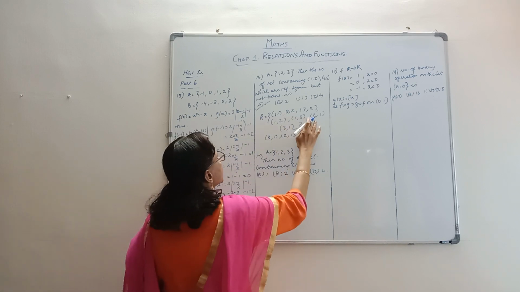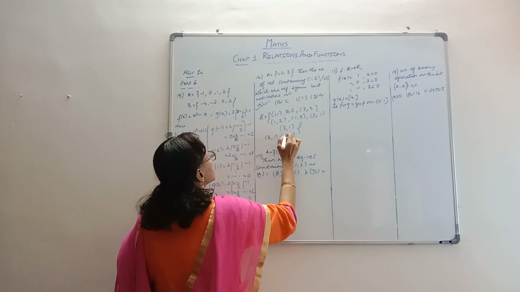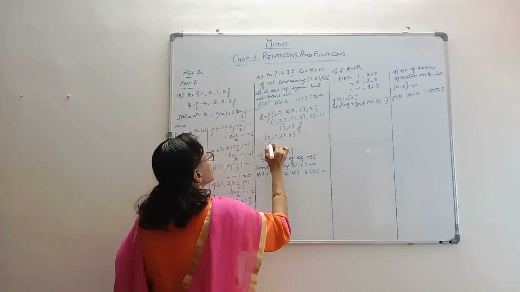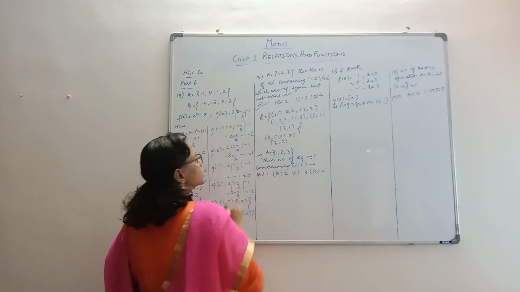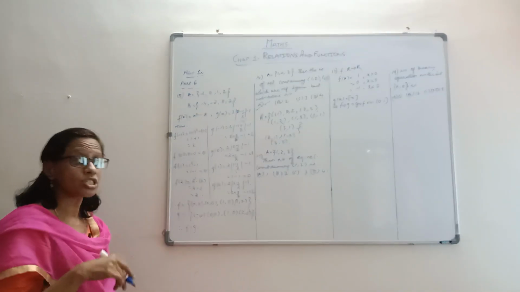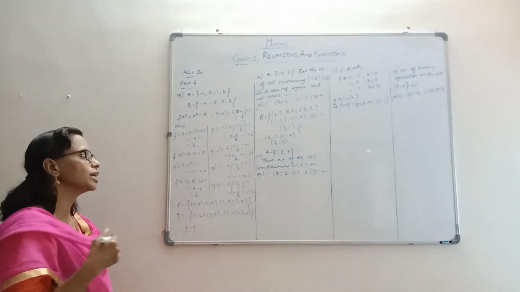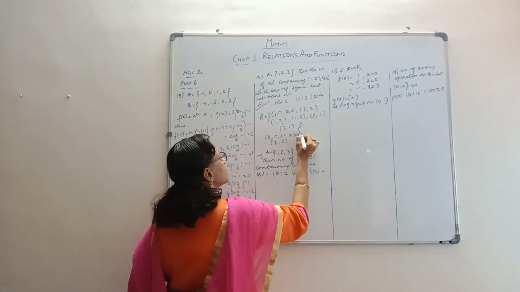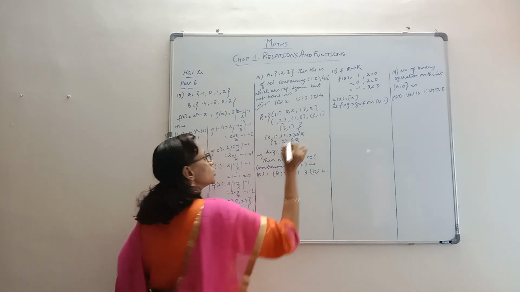Okay, (3,1) and (1,2). Then (3,2) should belong, isn't it? (3,2) is not belonging. If it was transitive, it should have belonged, but it's not belonging. So that is why this is belonging to R and this is not belonging to R. So it is not transitive.